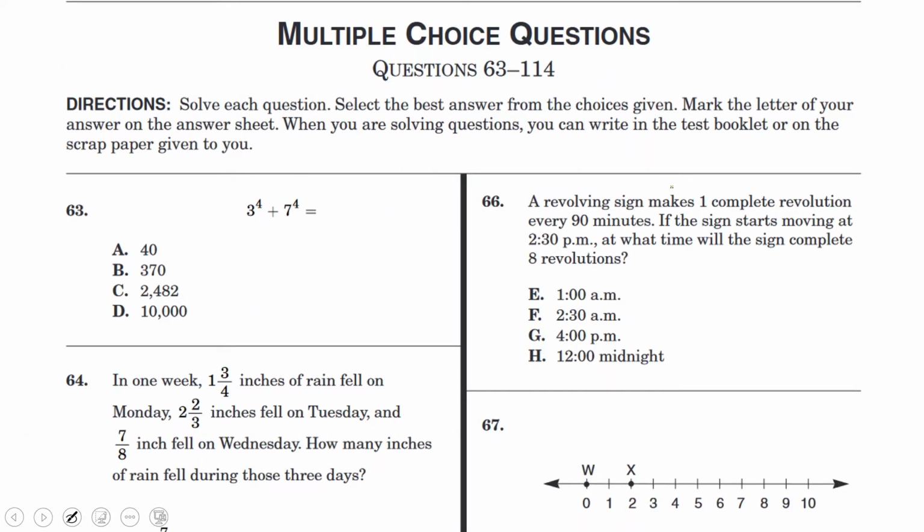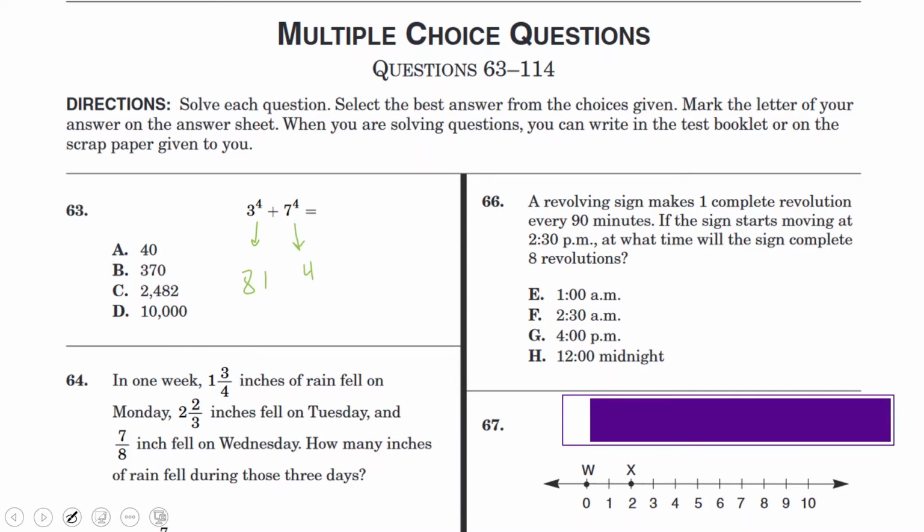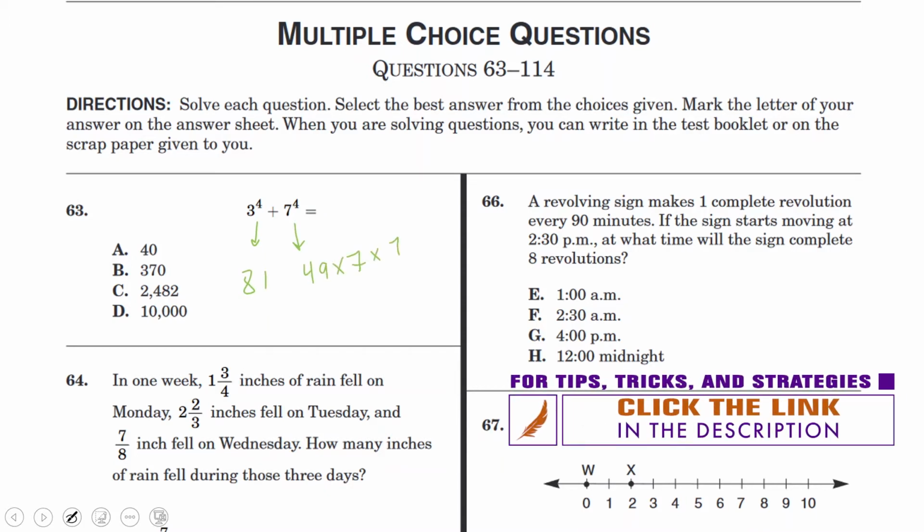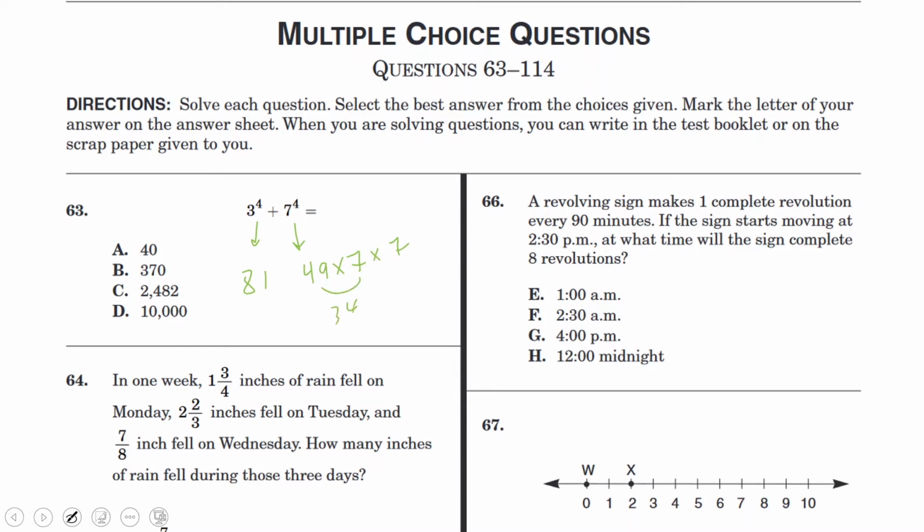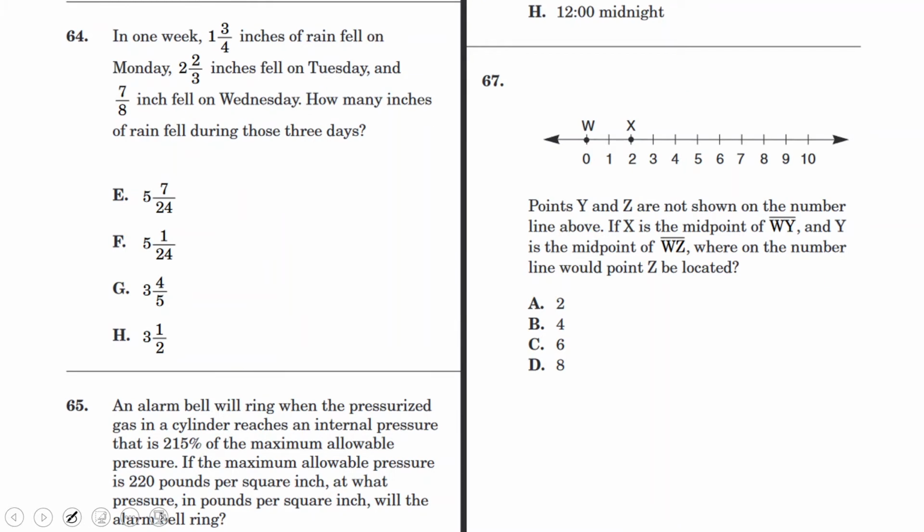Next. 63. Multiple choice. Alright, so 3 to the 4th power is 81. 7 to the 4th power I do not know, but I know that 49 times 7 times 7 is 7 to the 4th. Now, 49 times 7 I know is 343. I do not know what 343 times 7 is, so let me just multiply this. So it's 2401. Let me just write here 2401 plus 81. So that's 2482, C.